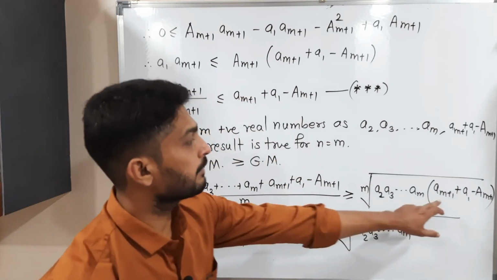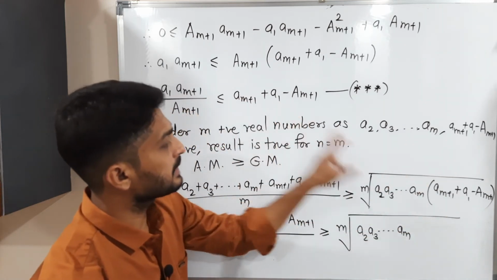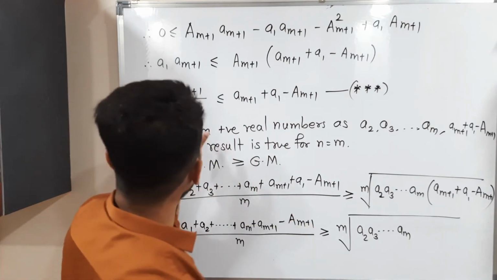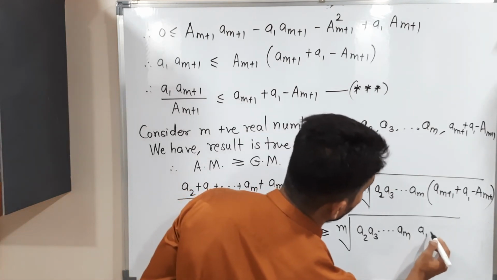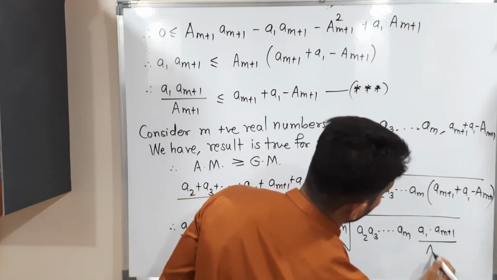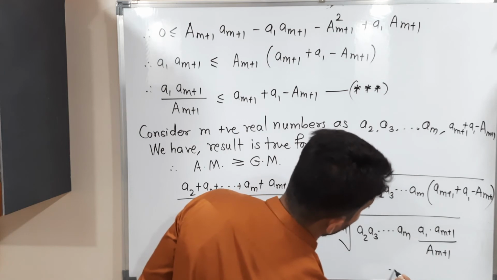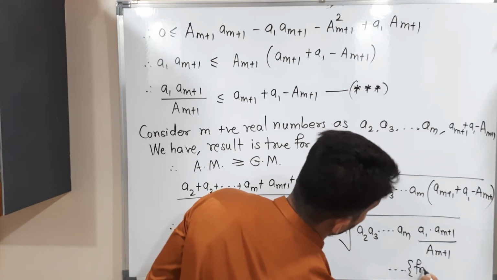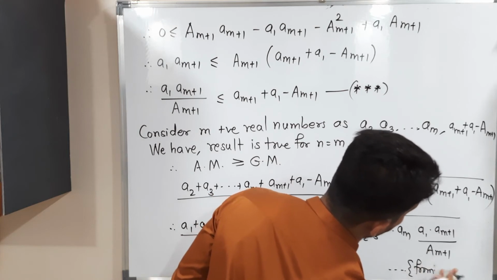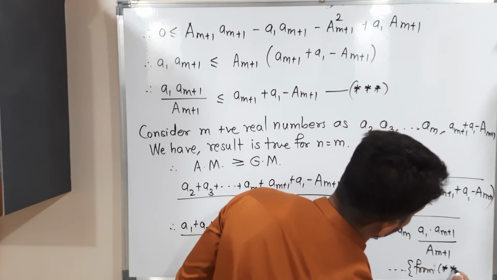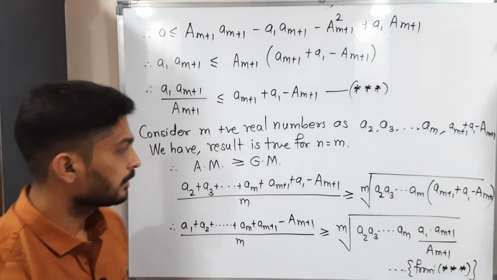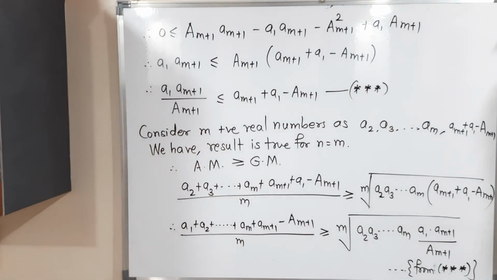See, but already we have proved here in equation triple star, this bracket is greater than or equal to this one. So therefore this is greater than or equal to, I can write, a1 into am plus 1 divided by am plus 1, from triple star. From this we get this inequality. Okay, so no more space to write, make a screenshot of it, then we will go further.